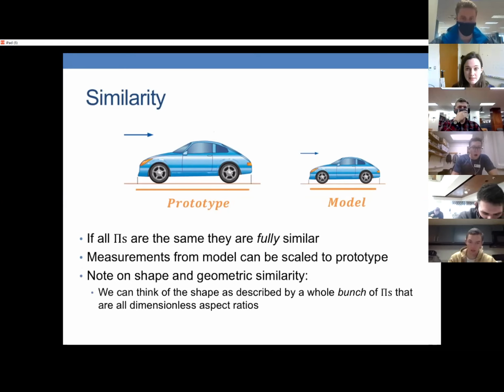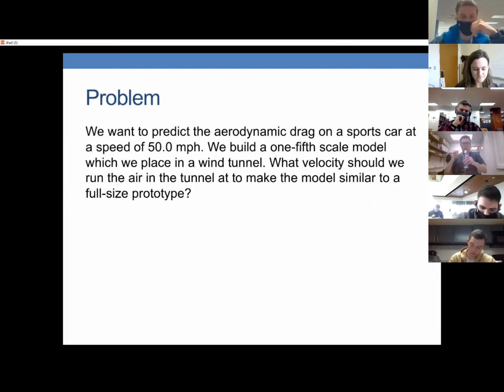Okay. Just as a reminder, when I say the shape is the same but scaled up, we could actually think of this as being like lots and lots of different pies. Like there's a pie of this height over this length, and the height of the tire over the height of the window, blah, blah, blah. It's just a whole bunch of different aspect ratios that makes them the same shape. Just saying you can think of it like that.